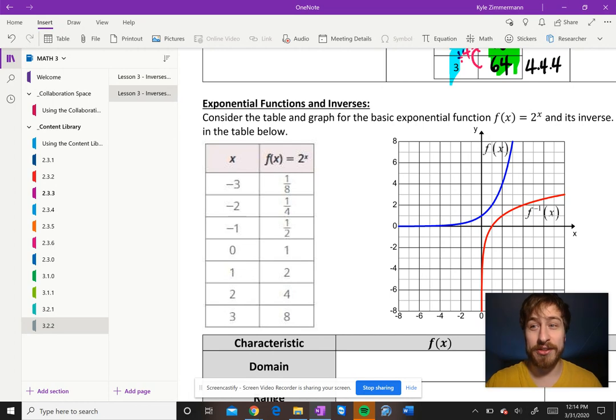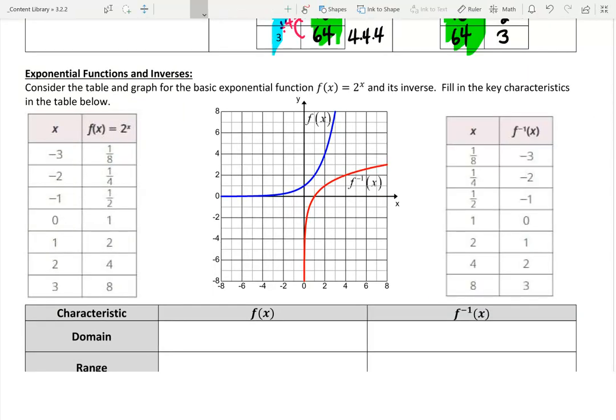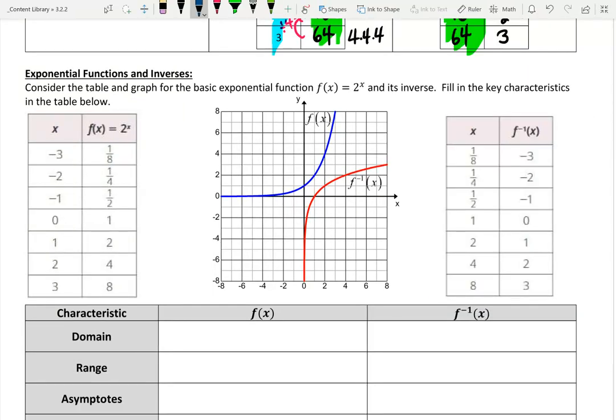Now let's have a little fun, shall we? All right, so essentially, what are they telling us? Consider the table and graph for the basic exponential function f of x is equal to 2 to the x. Okay, it looks like it's growing. It's f of x, it's blue, and I know that it's going to continue this behavior. If I look at the other side, I know that it's going to continue to approach 0. It's never going to quite touch it.